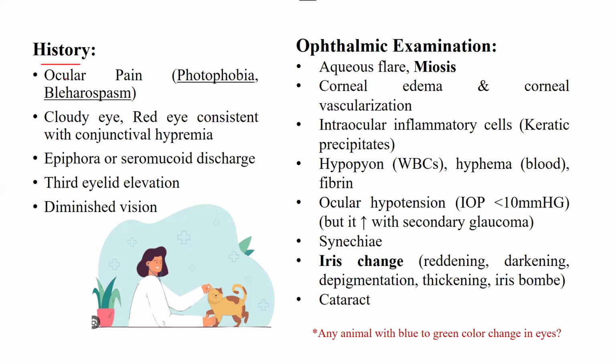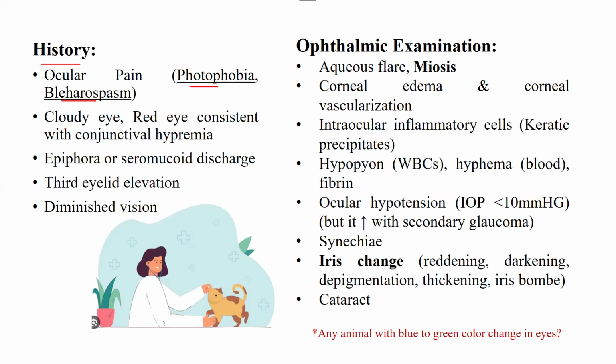In the history, you are going to have ocular pain because of photophobia and blepharospasm. Because an eye that has uveitis is going to be severely photophobic. These animals cannot open their eyes in the light, either sunlight, tube light, anything. And the other thing is blepharospasm, which is spasm or involuntary blinking and closing of the eye.